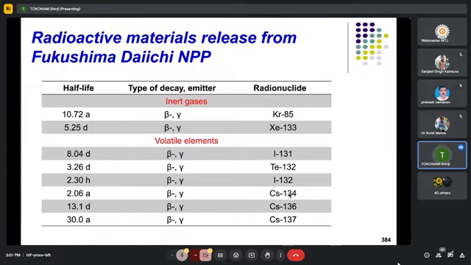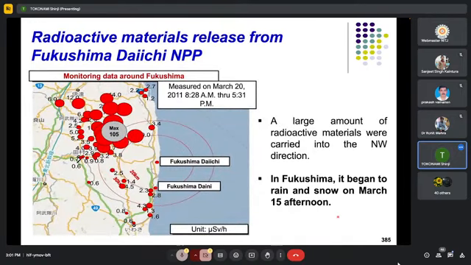And here is cesium, radioactive cesium-134, 136, 137. These are radioactive materials released from the Fukushima Daiichi nuclear power plant.